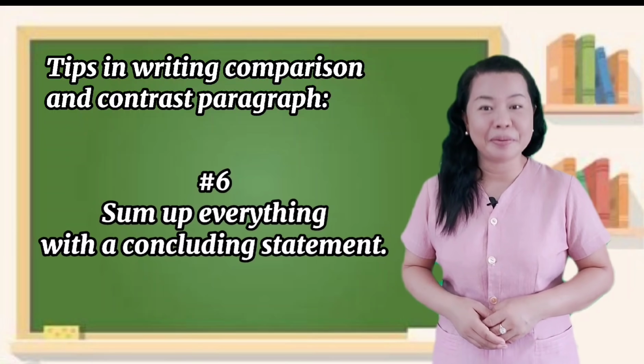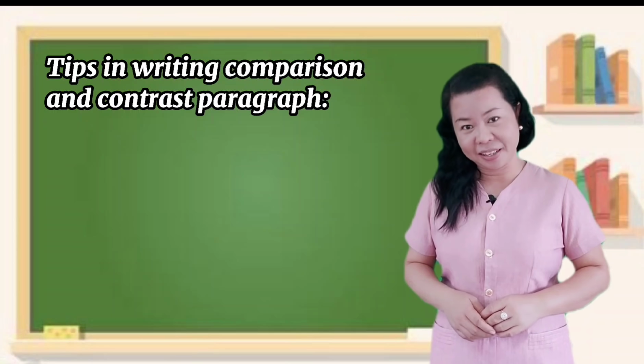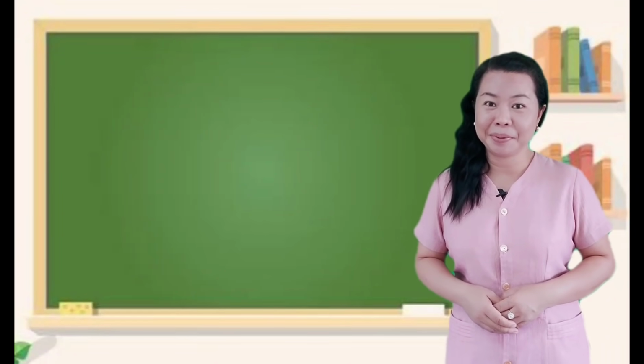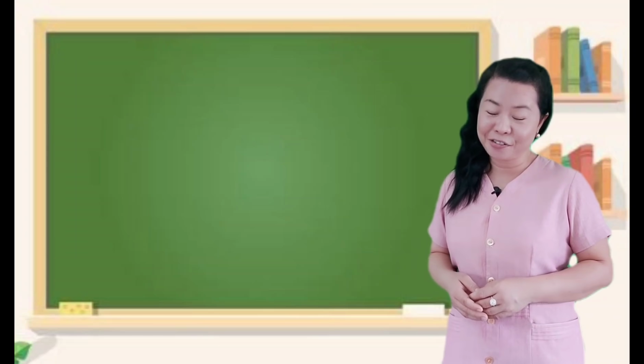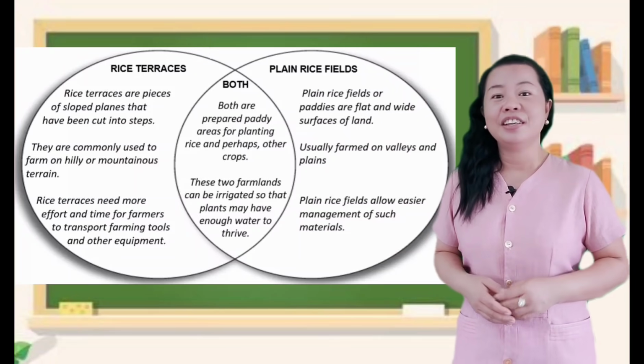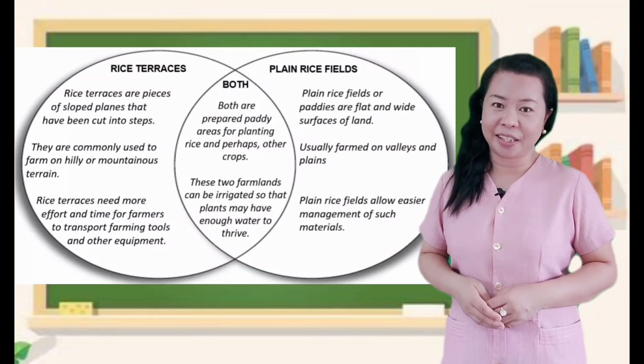Finally, sum up everything with a concluding statement. It could be a recommendation or a conclusion. I have here an example of similarities and differences presented in a Venn diagram. As you can see, the topics are rice terraces and plain rice fields.